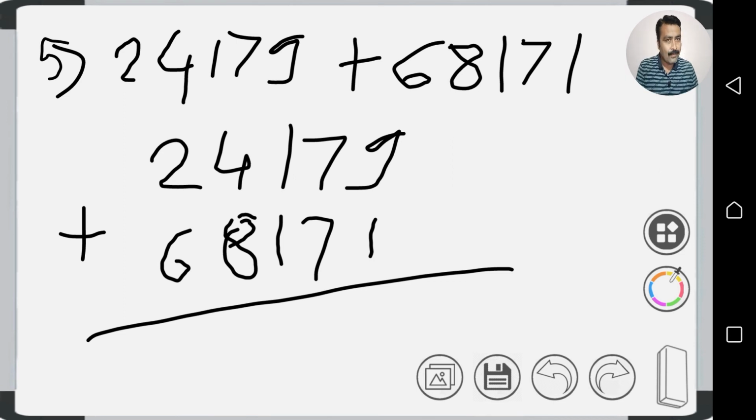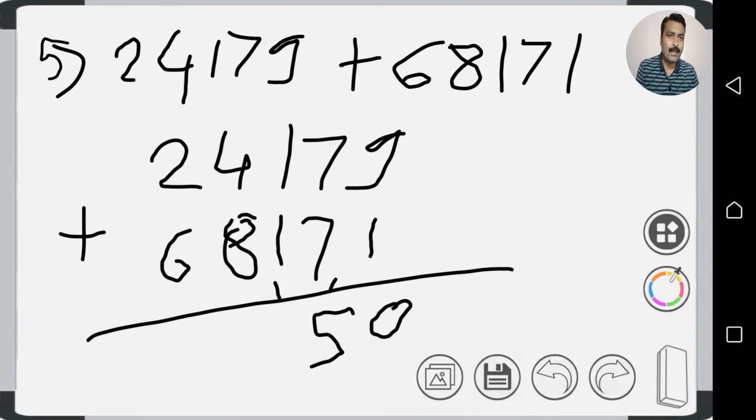After making the vertical arrangement properly, it is important to start the addition from the ones column, that is, the digits at ones place or unit place. So at ones place we are given two digits, 9 and 1. 9 plus 1 we get 10. For 10 we write 0 and 1 is taken as a carry into the next addition. Now at tens place, 7 plus 7 we get 14, and we add 1, so 14 plus 1 is 15. For 15 we write 5 and 1 is taken as a carry into the next addition.